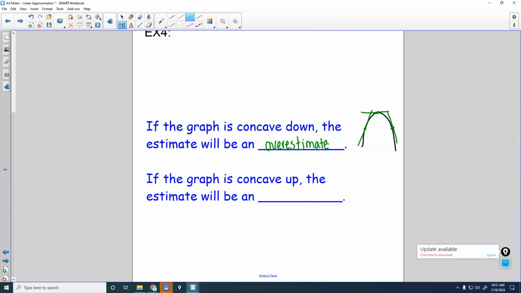Okay? And if we have a function that is concave up, right? If you think about drawing in the tangent lines here, no matter whether you look at where it's increasing, decreasing, or at that maximum minimum point, where do your tangent lines fall if you have a concave up graph? Tangent line is below, right? So this is an underestimate.